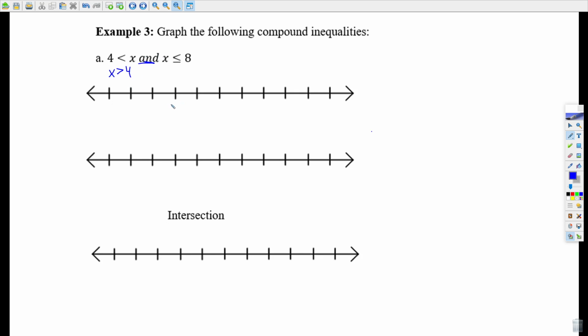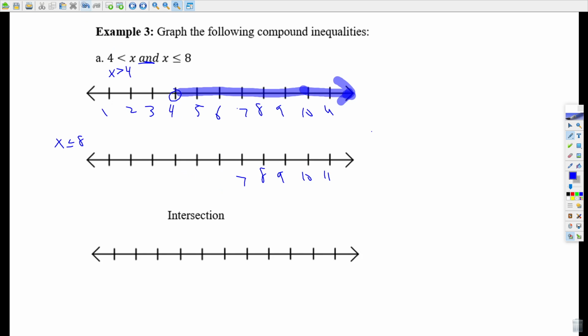So let's do 4, 5, 6, 7, 8, 9, 10, 11, 3, 2, 1. So I'm going to do an open circle at 4. And which way do I shade? If it's greater than, that means we shade to the right. The next one, we'll do x is less than or equal to 8. So that's what we're going to do down here. I'm going to use the same number line too. I'm just going to copy the same numbers down from above.